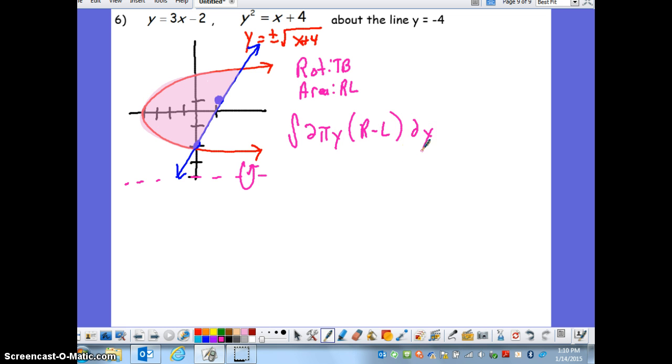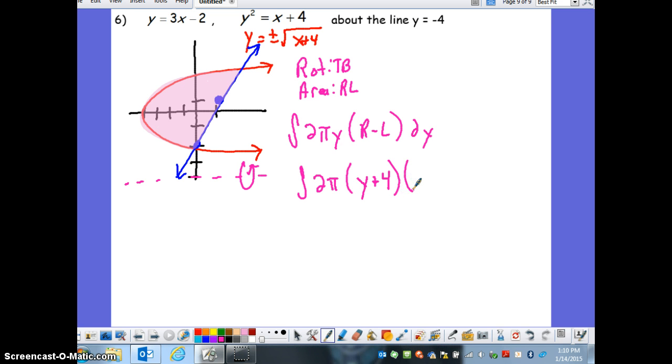So this time, again, 3 decisions: the bounds, where that y equals negative 4 goes, and the right minus left. So we're going to integrate here. This is going to be the 2 pi. Now that y equals negative 4 is below the shaded region that we're rotating, that is going to go in the back. So this is going to end up being y minus the negative 4, or really y plus 4. Then we do the right side minus the left side.